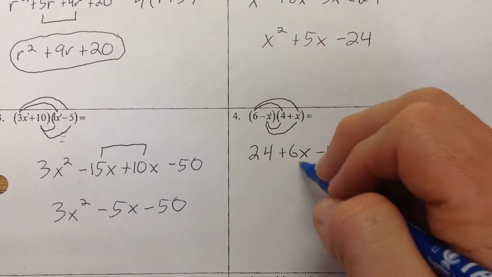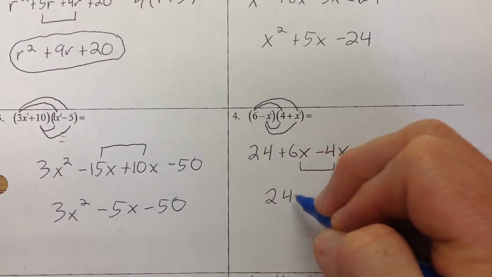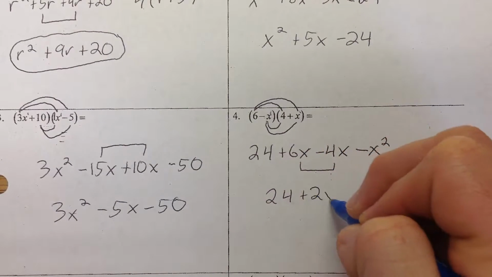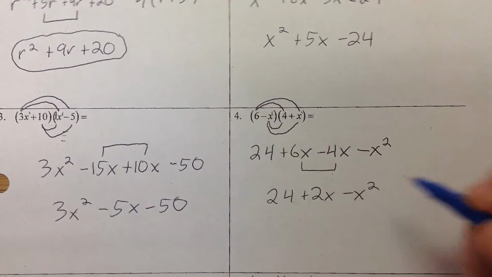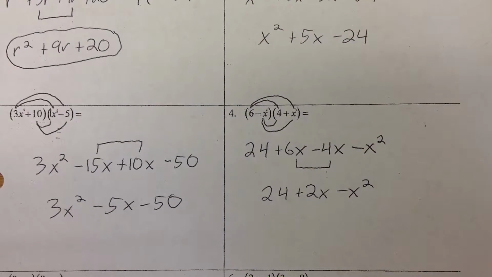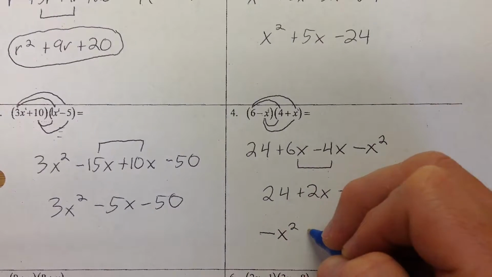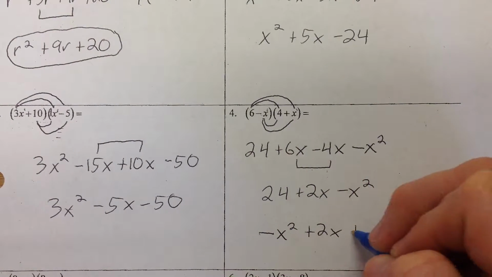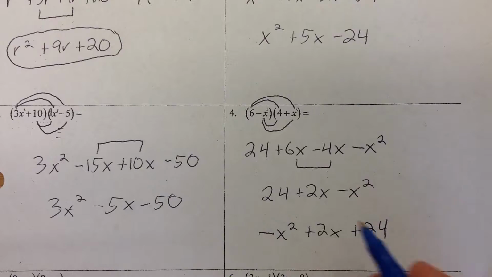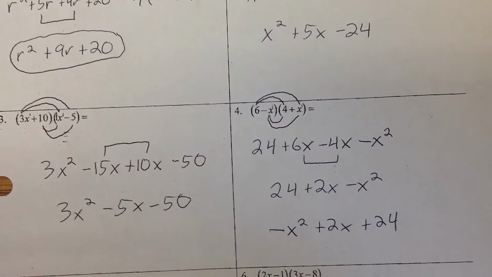We'll combine our like terms. We get 24 plus 2x minus x squared. And then if you want to write this in what's called standard form, we could move the x squared to the front, so that's a negative x squared plus 2x plus 24. Either one of those is fine.